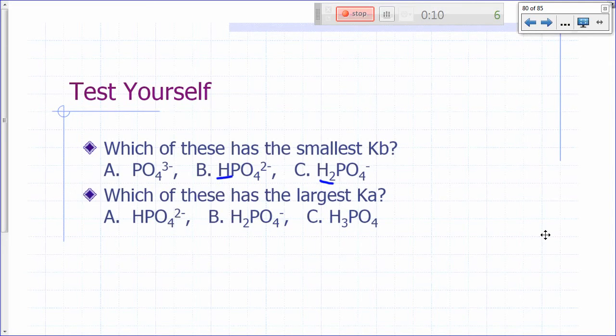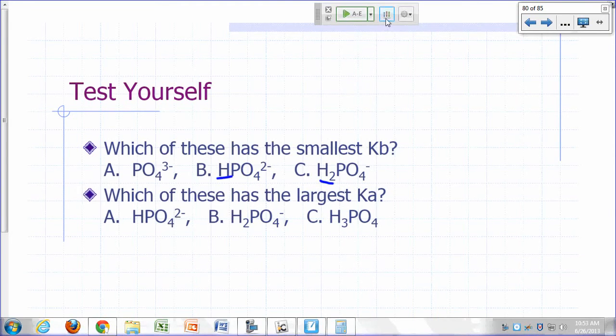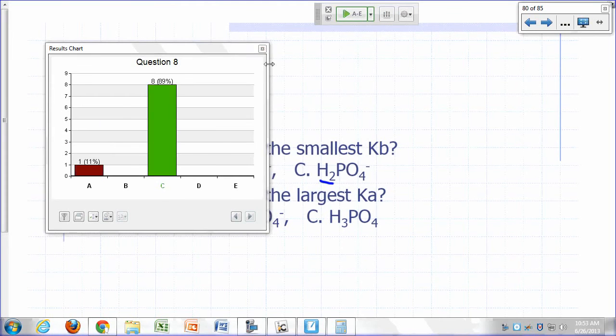Smallest Kb means weakest base. And weakest base means most stable base. Most stable base means most charge dispersal, right? Or lowest charge density. Lowest charge density would be, very good.